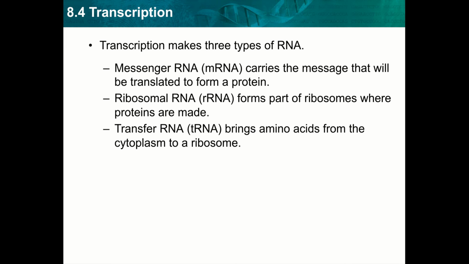Transfer RNA, or tRNA, is bringing amino acids from the cytoplasm to the ribosome. This actually takes place when we talk about translation, but we have to understand that transcription is making these types of RNA. And then finally, ribosomal RNA is forming parts of the ribosome where the actual protein is going to get made. So make sure that you don't just know that there are three, make sure that you understand what each of the three do.